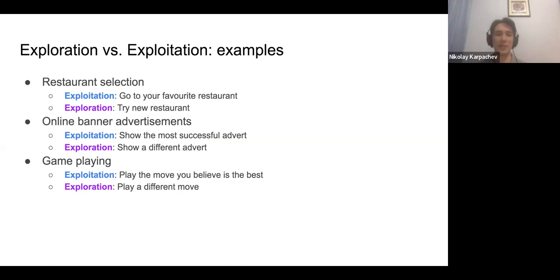And the third application is game playing, probably very familiar to you from this course. In game playing, we make moves, and depending on how sure we are of certain moves, we may want to select moves that we know something about, or we may want to select moves that we don't know anything about, but hope they are good enough.